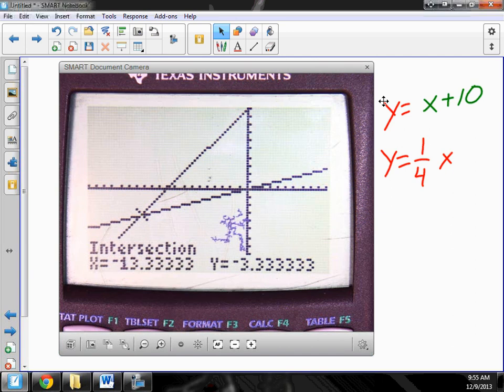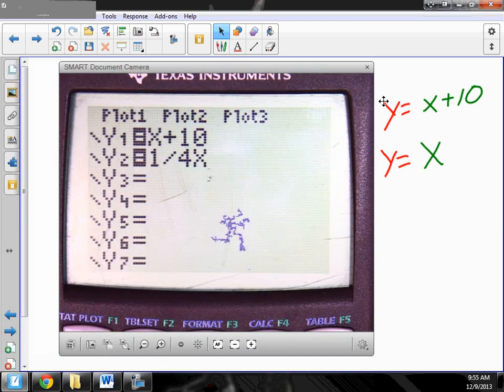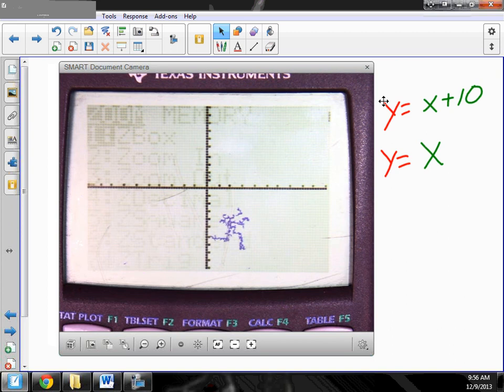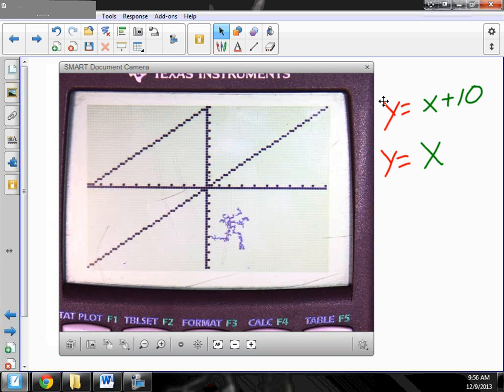Okay? Well, what if I had x plus 10 and x? What do you know about those two graphs? And I'm going to push zoom standard to get back to my standard window. They're parallel, and if you do second calc intersect, it's going to give you no sign change again. So just because it says no sign change, that doesn't mean they're parallel, because it will give you no sign change if the answer is not in the domain. So you need to look back at the equation and say, oh yeah, they have the same slope. So they will be parallel.